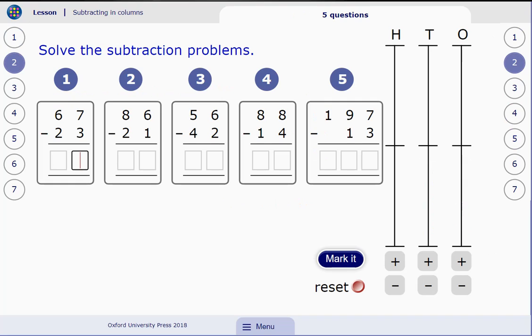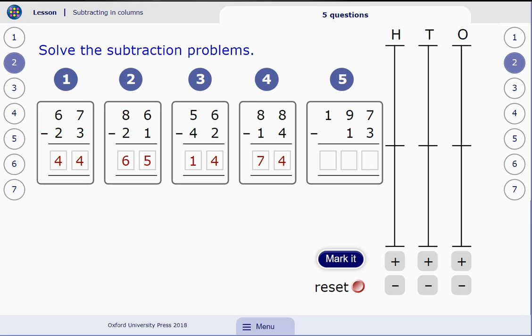Using that method, we're going to have a go at these ones. I'll do the first one. 7 minus 3 is 4. And 6 tens minus 2 tens is 4 tens. Pause the video now and have a go at the other questions. And I'll come back to you when you've got to question 5.